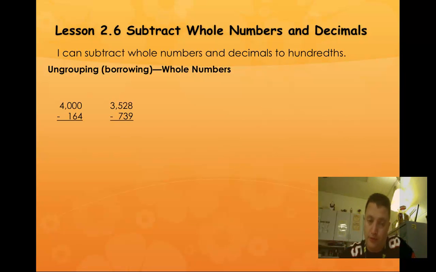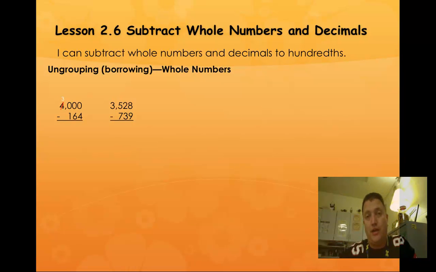Let's look at these two problems. 4,000 minus 164 is where we will start today. The first thing I notice as I go across here, 0 can't take away 4, 0 can't take away 6, 0 can't take away 1. I got a whole lot of borrowing to do, okay? So I'm going to go all the way over to the thousands place. I'm going to borrow 1, okay? Borrow 1,000, I end up with 3,000.